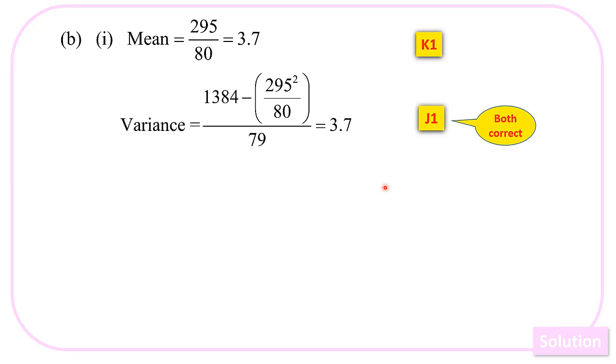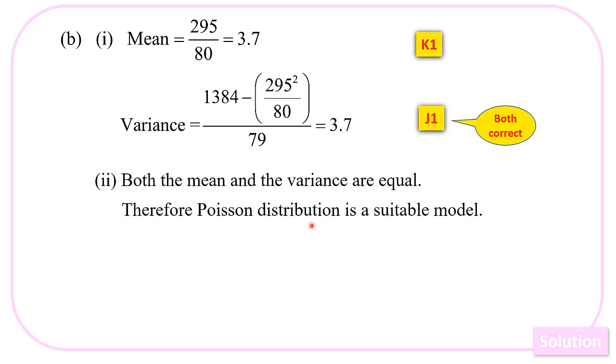For question 2, why is this a Poisson distribution? Because the mean and variance are equal. For Poisson, we know that the mean and variance are both lambda. Therefore, Poisson distribution is a suitable model. So this is B1.